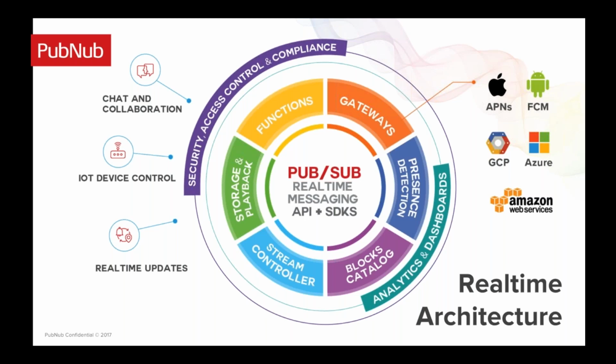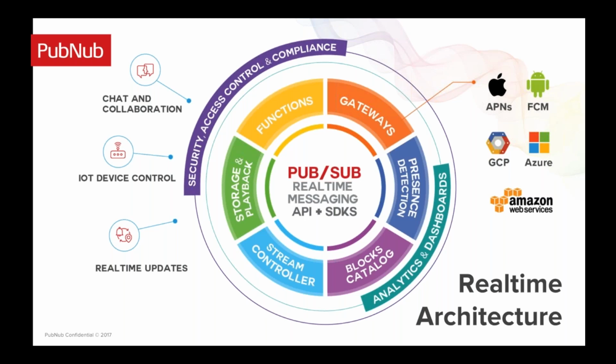Here are also a little bit more detail on the major features in PubNub's platform. So we have gateway support integrations to the major cloud hosting providers, as well as mobile push integrations, Apple push notification services, and Google Cloud messaging. There's presence detection, which provides presence and state functionality and makes it easy to answer the question of who's online and what are they doing.